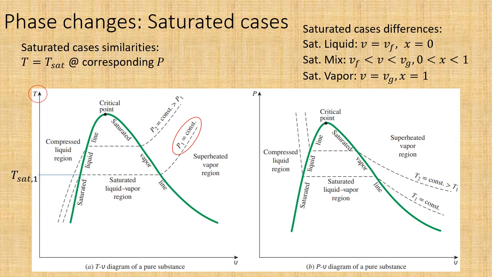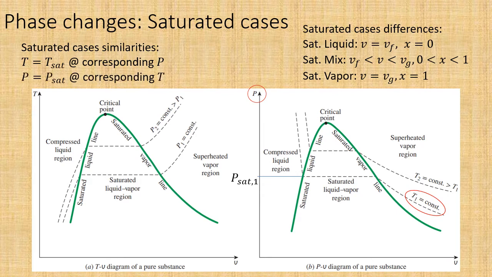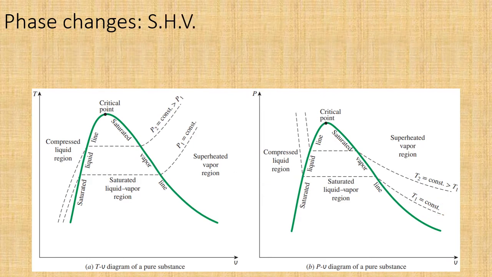Now let's consider a constant temperature T1. If the pressure P is equal to the saturation pressure Psat corresponding to T1, then we can be in any one of the 3 saturation cases. The fifth and final case is the superheated vapor case. An example is water that has completely boiled and no liquid remains.